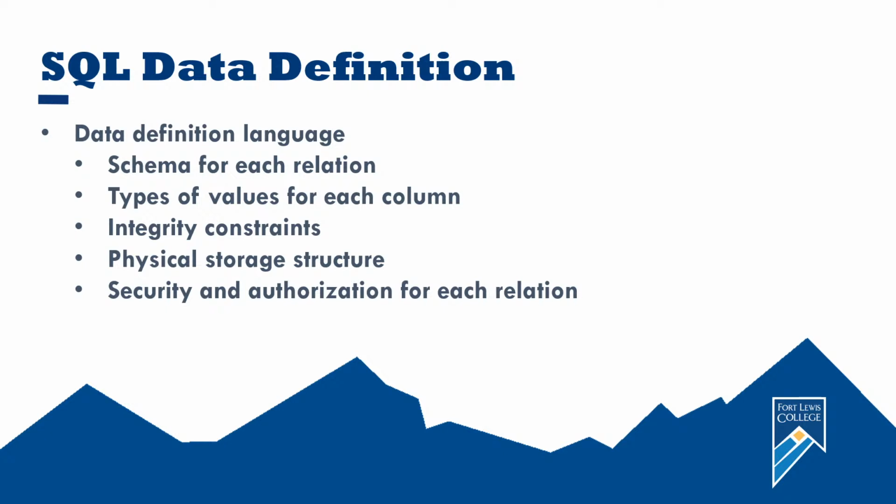This is where you also specify what type of value you're going to have for each column. So for instance, if you have a column for ID, it's probably going to be an integer. If you have a column for name, it's probably going to be some sort of string, most likely a varchar. If you have a price of something, it's probably going to be a double or a float. So that's what we're talking about: defining the types of values in each of the columns. We talked about this a little bit last class.